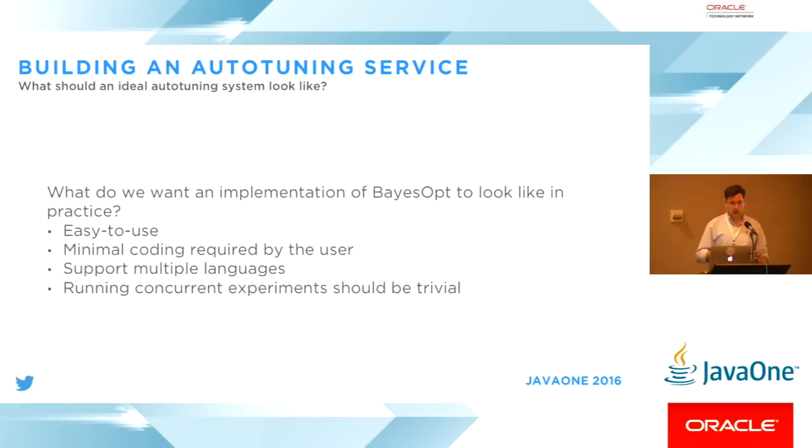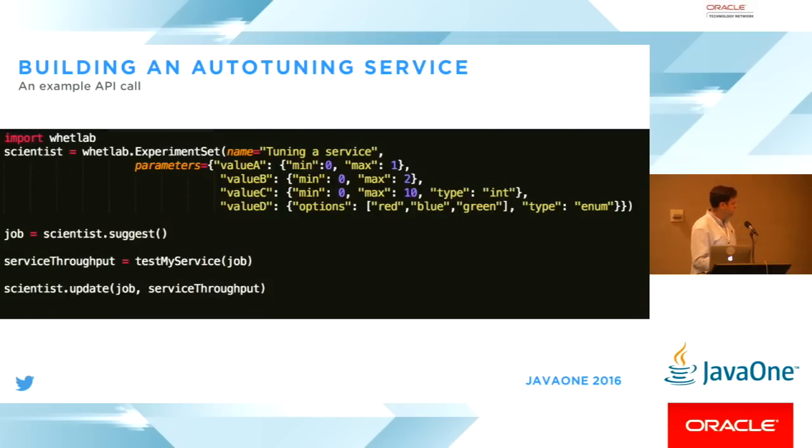And also, because of the time constraints of extremely expensive experiments, you want to be able to run multiple concurrently, right? So if your experiment takes 10 days, and you can run 10 in parallel, you've just saved an enormous amount of time, and so concurrency should basically be free. So this is what the API looks like.